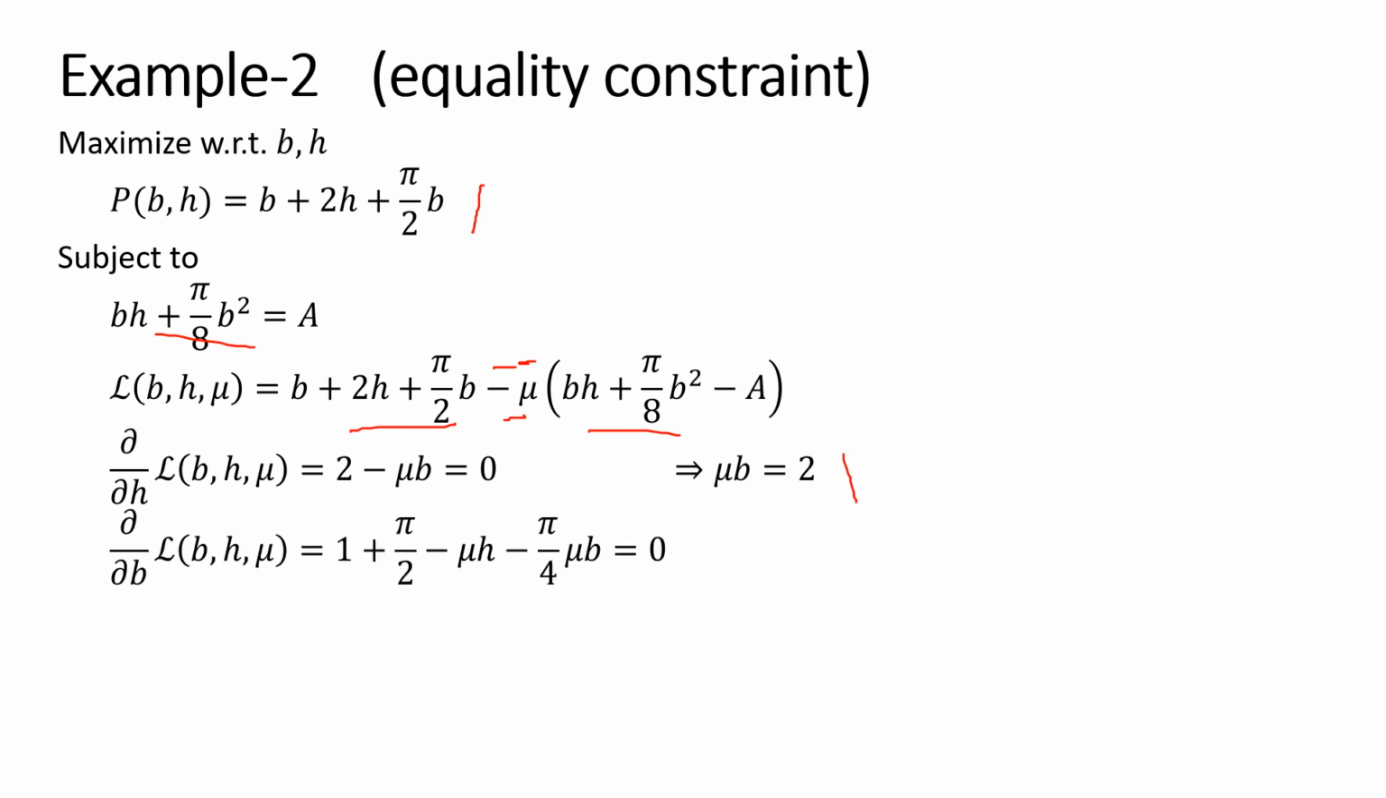Differentiating with respect to b of the Lagrangian, we get 1 plus pi over 2 minus mu h minus pi over 4 mu b equals 0. Now, observing that mu b equals 2, we can replace mu b with 2, whence the second and fourth term of this expression cancel out. We are left with mu h is equal to 1. So, observing that mu b equals 2 and mu h equals 1, we see that b equals twice h.